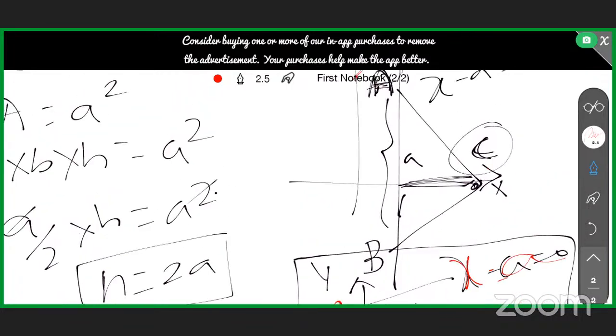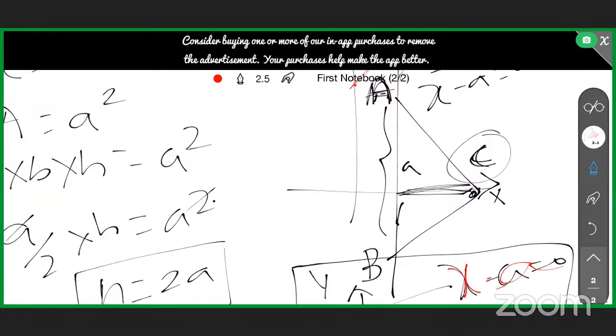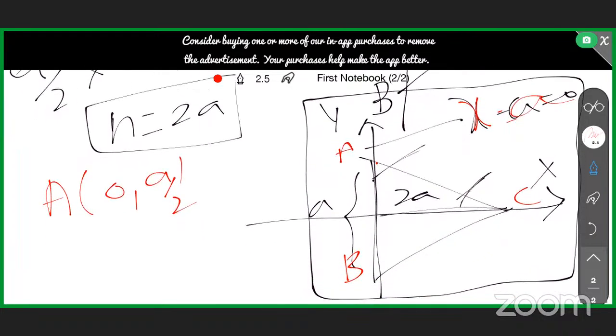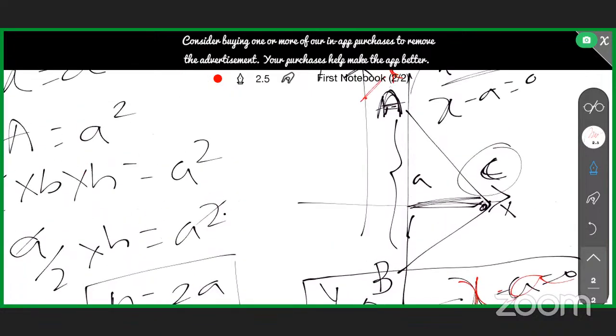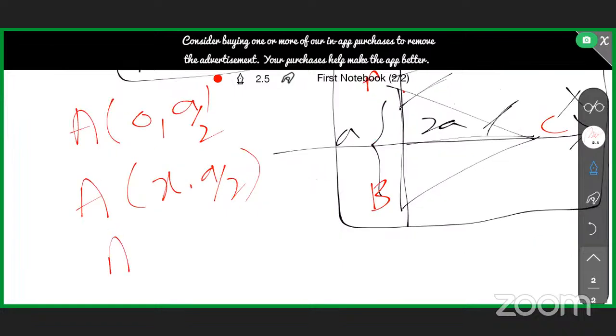Since my equation of the line is x is equal to A, that means my triangle is not resting on the axis, but is resting somewhere away from the axis. That means A becomes A comma A by 2, the distance x equal to A, comma A by 2. Understood? Yes, sir.